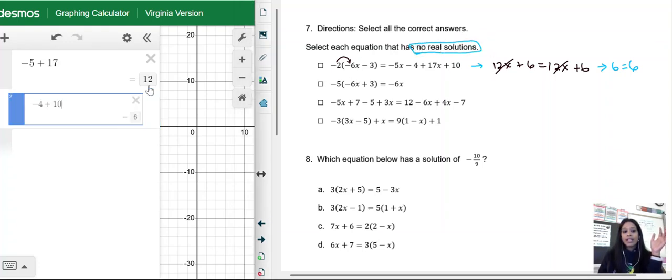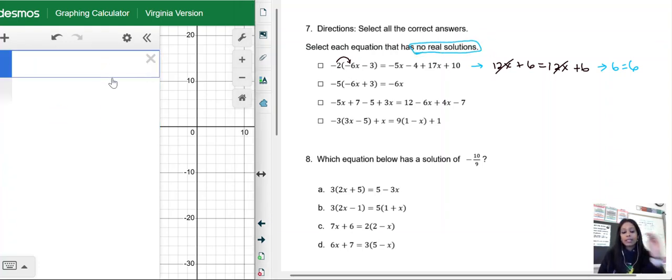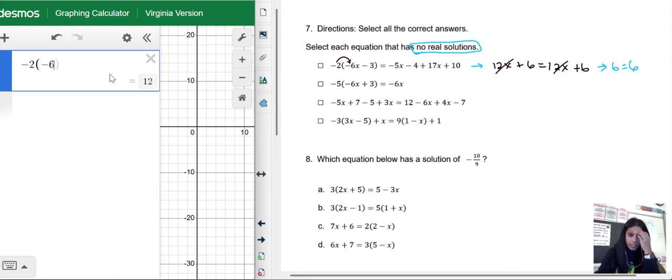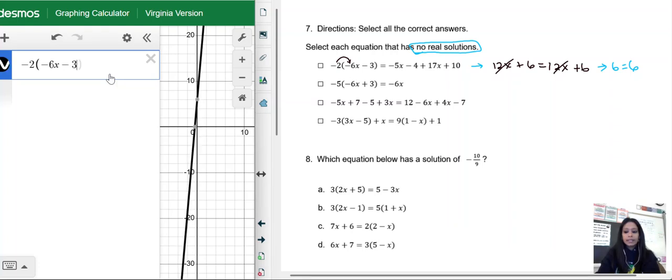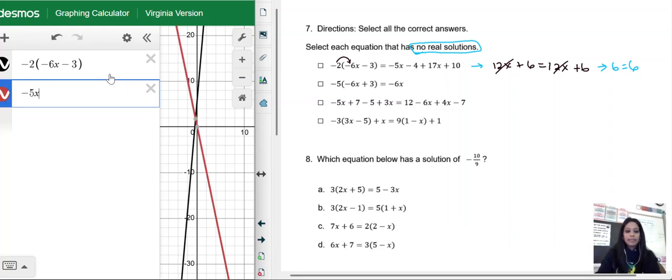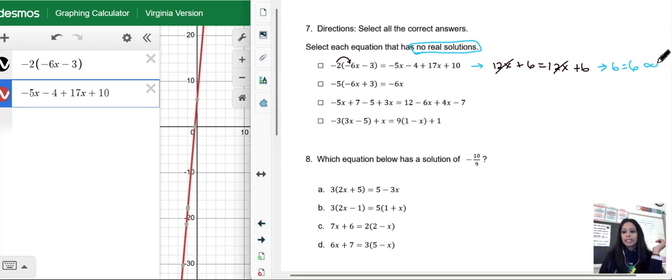Another way you could handle this problem in Desmos is you can put the left side on one side of the equal sign of the equation in Desmos like this, and then you can split it, okay? Negative 5 minus 4 plus 17x plus 10. Look what happened. It's the same exact line. When it's the same exact line, that means that it's infinitely many solutions. Okay? All right. That's that.